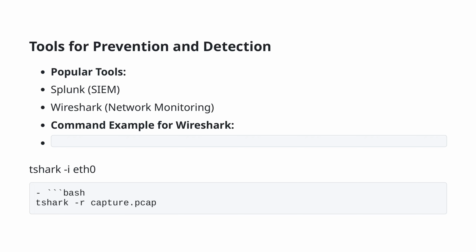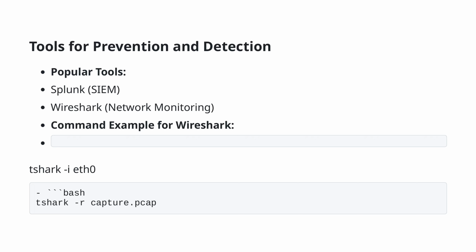Here, we'll discuss some popular tools for preventing and detecting data breaches. The first tool is Splunk, a leading security information and event management (SIEM) solution. Splunk helps in real-time monitoring and incident response by collecting and analyzing machine data. Next, we have Wireshark, a widely used network monitoring tool. Wireshark captures and interacts with network traffic in real time, making it easier to identify and diagnose issues.